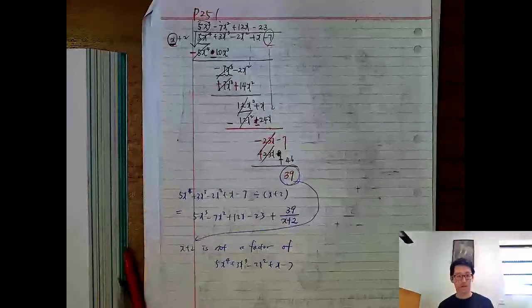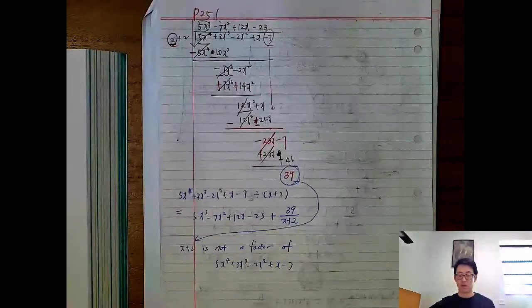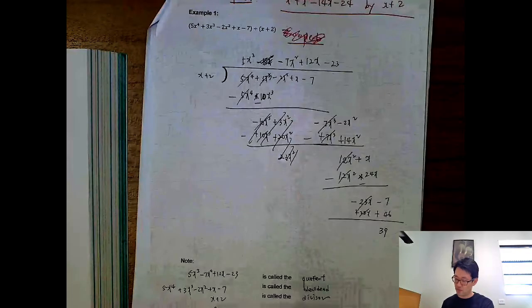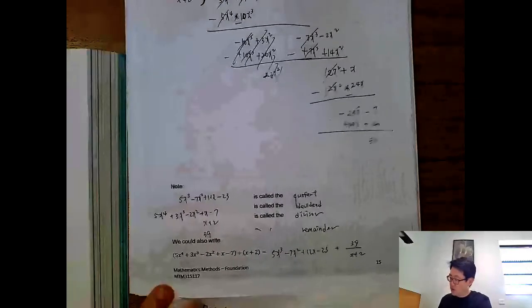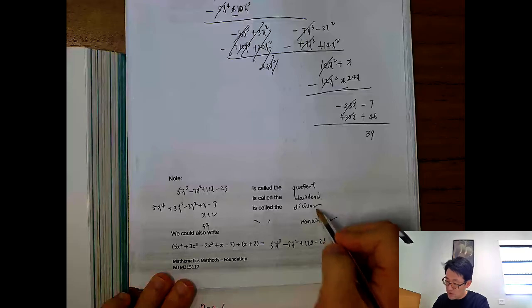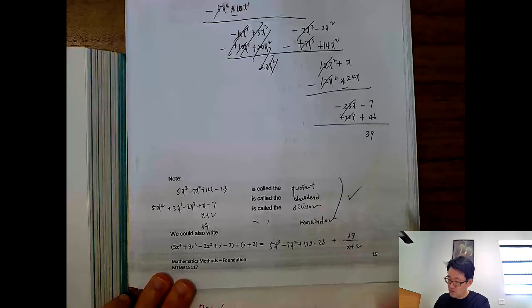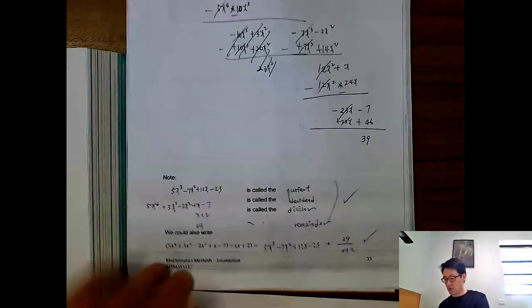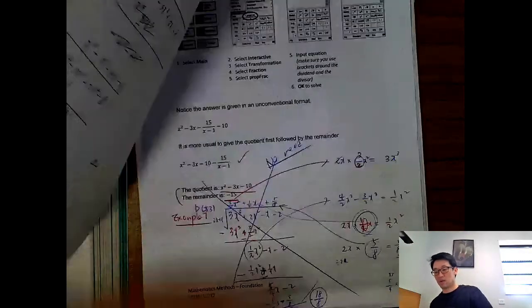Do you feel okay, confident? Just be careful when you do the negatives. Then I can write down quotient, dividend, divisor, remainder, the terms. I've also done that same time. Okay. Next question.